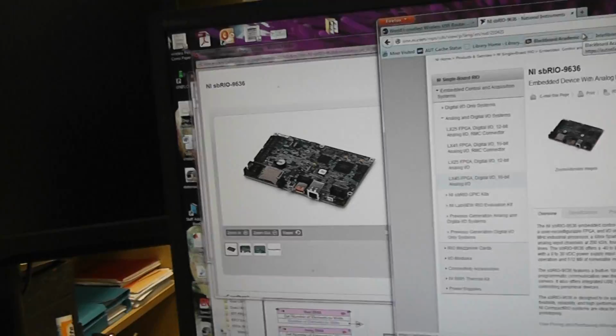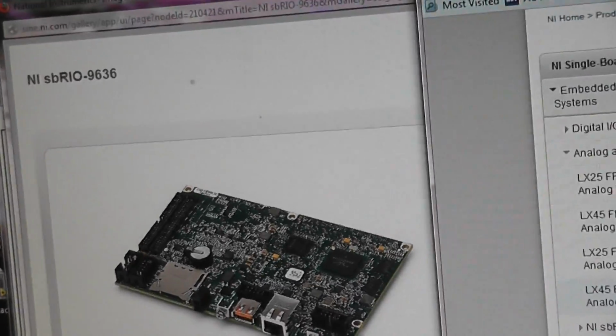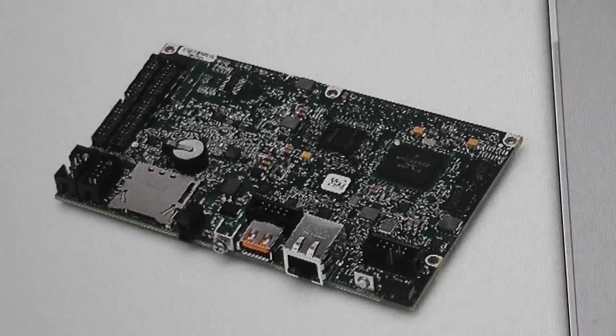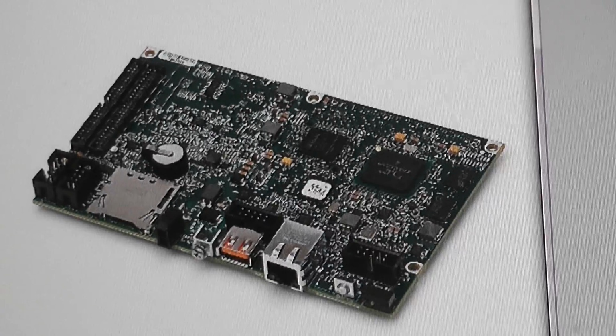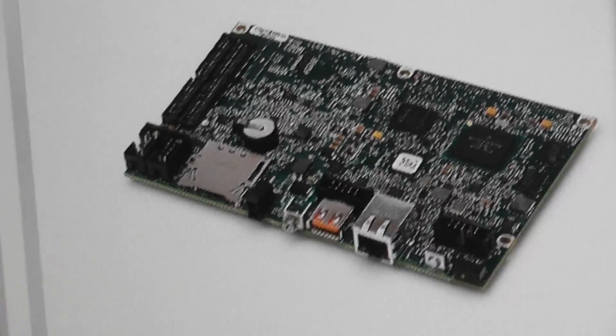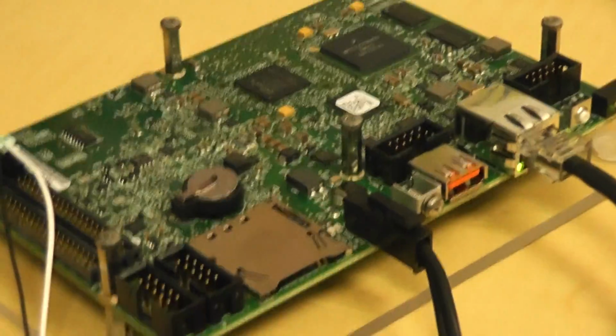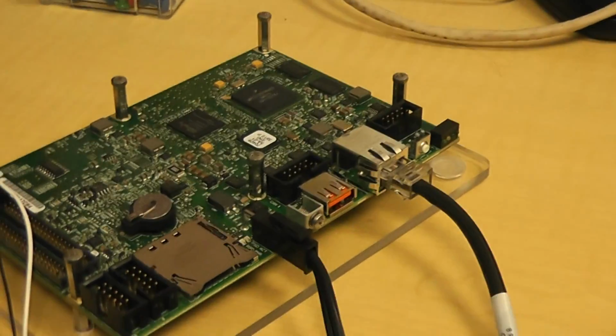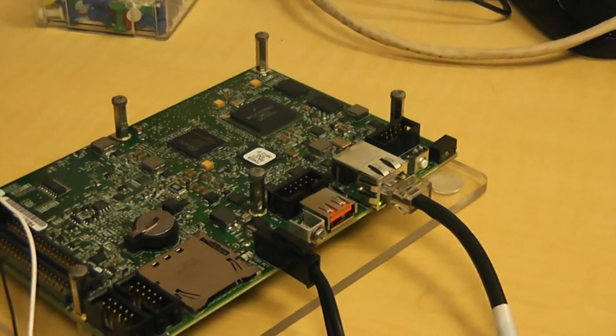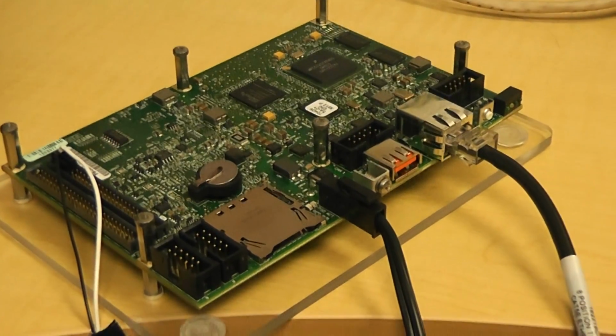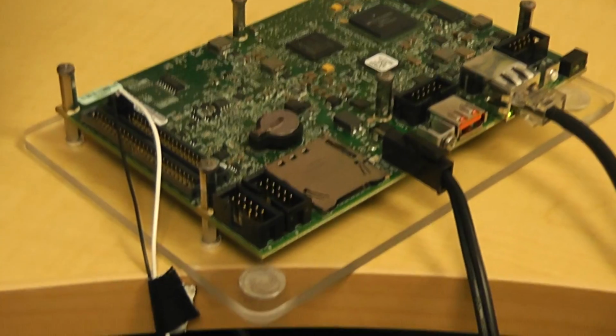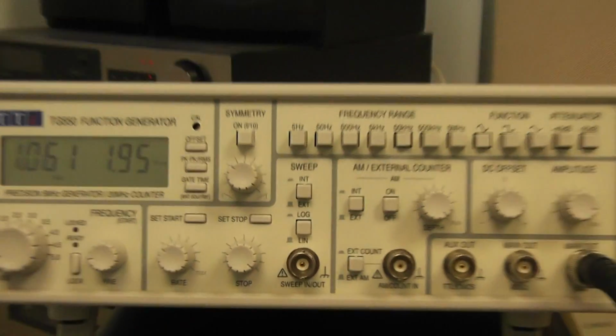Okay, so I'm going to be using the single board RIO. There's a picture of it here. That's the 9636. And there we go, over here, there's the thing itself down there. And the single board RIO, you could use the myRIO if you wanted to. I'm just using one analog input, which is connected to this oscillator.